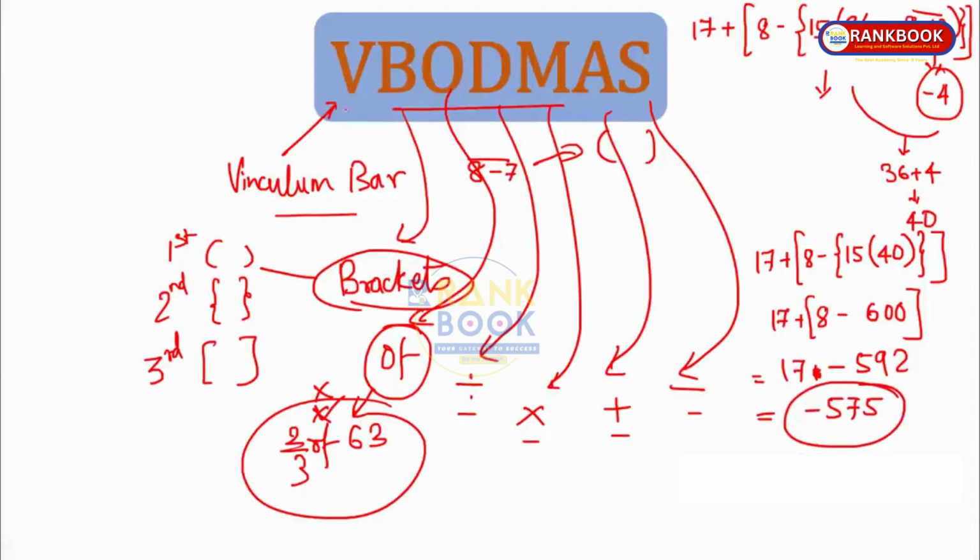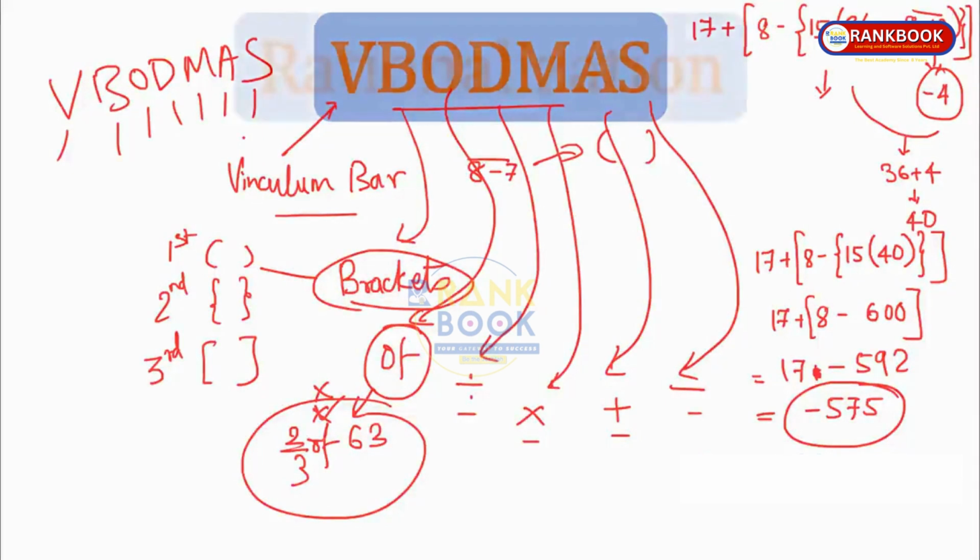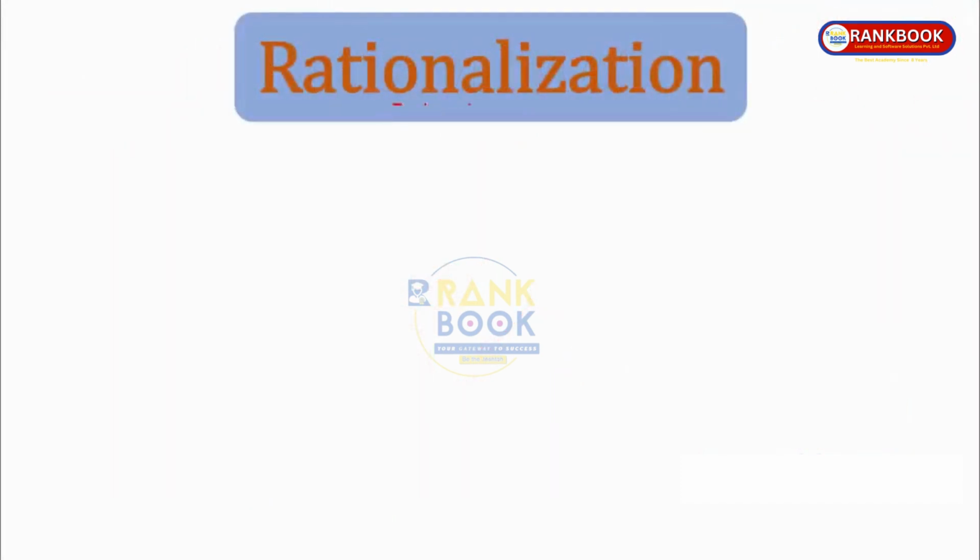See how easy it is. Just remember VBODMAS: vinculum bar, bracket, of operation, division, multiplication, addition, and subtraction. We are going to see another example ahead, but this is just an overview, or an explanation of the rule. Moving on. The second trick is rationalization.